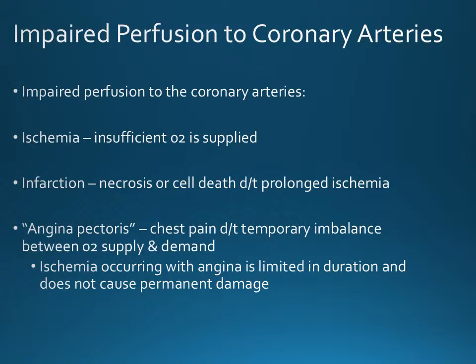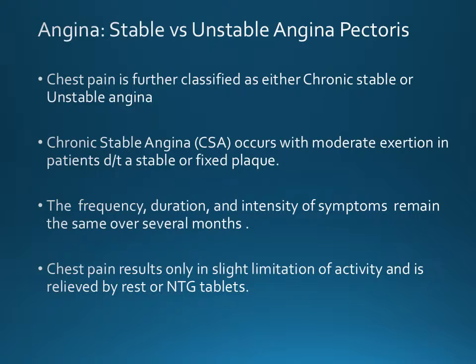Impaired perfusion to the coronary arteries can either cause ischemia, where there is an insufficient amount of O2 supplied to the myocardium, or infarction, where there is necrosis or cell death due to prolonged ischemia. Angina pectoris is a type of chest pain caused by ischemia that is limited in duration and does not cause permanent damage. Chest pain is further classified as either chronic stable or unstable angina.